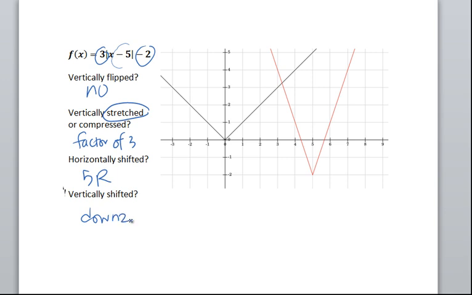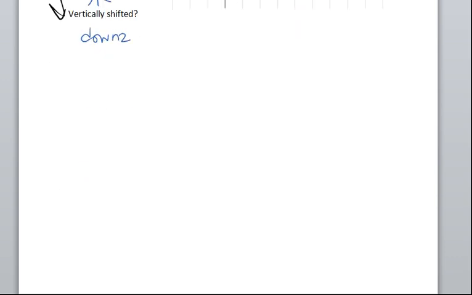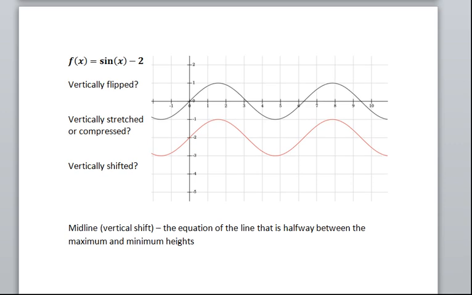Okay, and that's what you see over here with this red graph, right? It's not vertically flipped, but it's definitely stretched vertically, right? Because it used to have a slope of 1 here, it now has a slope of 3. That's the vertical stretch. It's an absolute value function, so that vertical stretch is the slope. It is shifted to the right 5, and down 2.